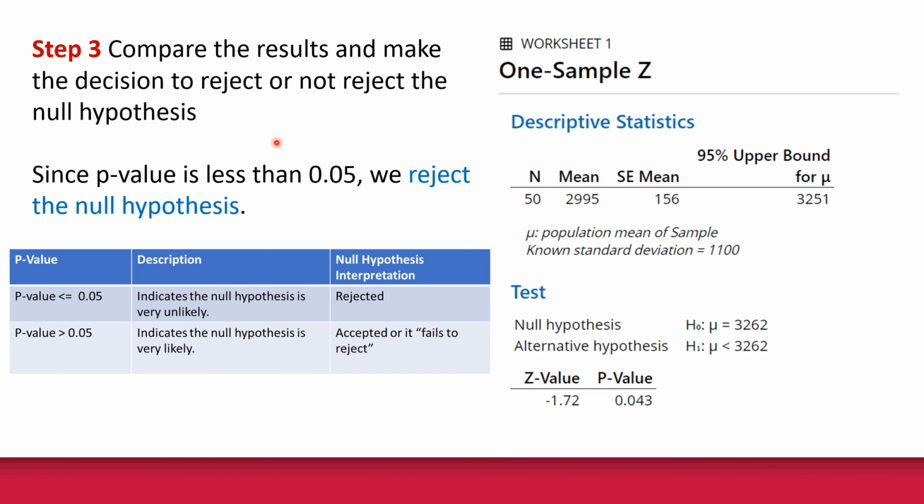So let's compare the results and make a decision to reject or not reject the null hypothesis. When you hit OK, Minitab will print out the statistics, the number of samples, the mean. It'll give the 95% upper bound for the mean. It'll list the null hypothesis and the alternate hypothesis, and it also gives the p-value. Here in this case, notice it's 0.043, which is less than 0.05. So that indicates the null hypothesis is very unlikely. In other words, we should accept the alternative.